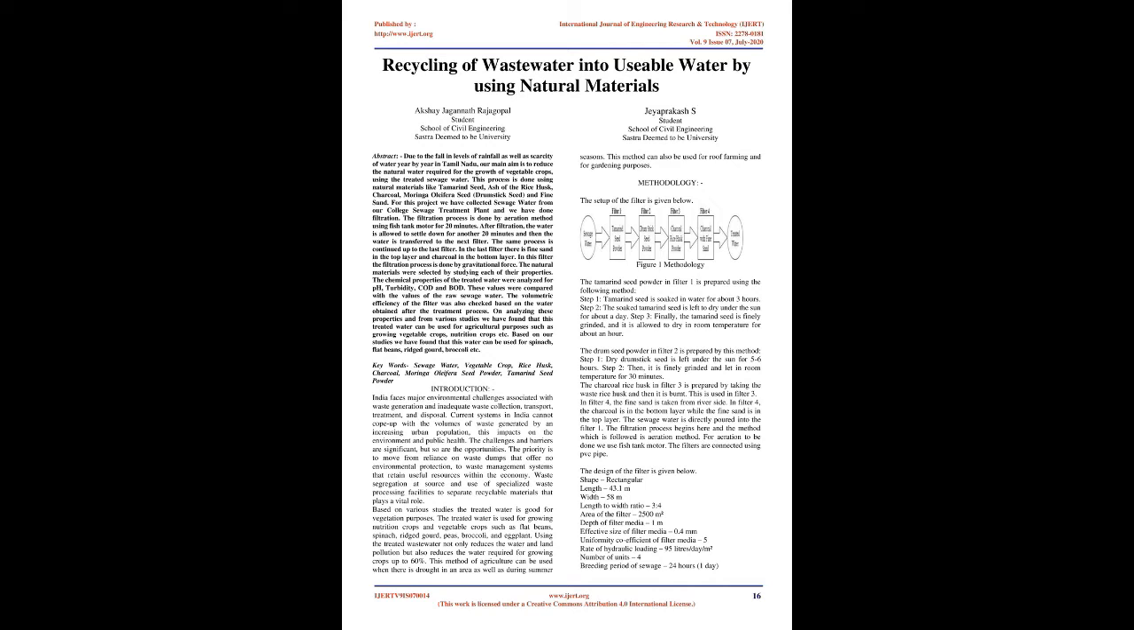The natural materials were selected by studying each of their properties. The chemical properties of the treated water were analyzed for pH, turbidity, COD, and BOD. These values were compared with the values of the raw sewage water. The volumetric efficiency of the filter was also checked based on the water obtained after the treatment process.